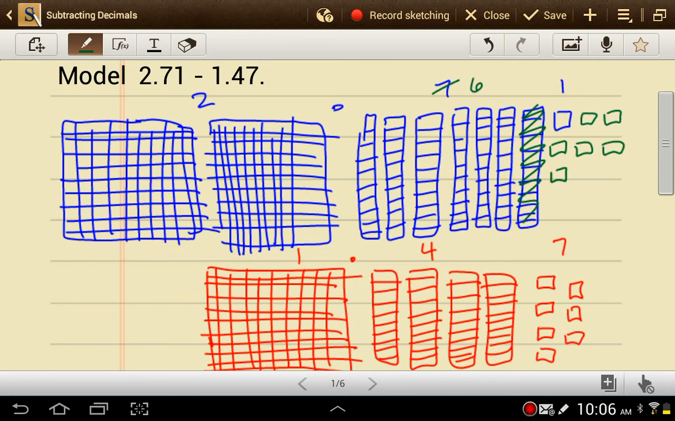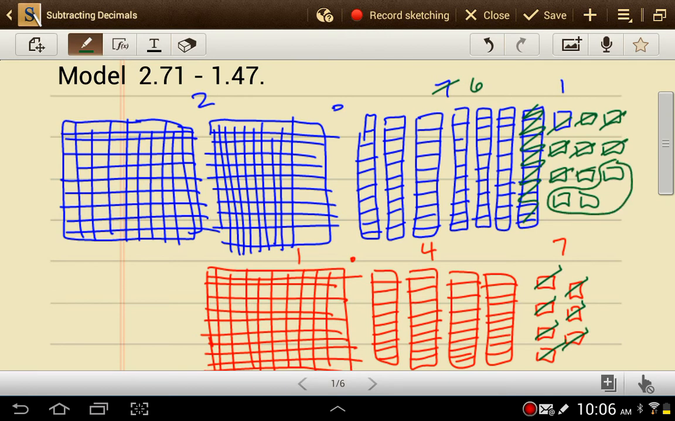5, 6, 7, 8, 9, 10. So I got rid of a strip and I added individual ones. Now, because I'm subtracting, I can cross off 1 for 1 with my top amount for my bottom amount, and I'm left with 3. So I have 3 hundredths left.